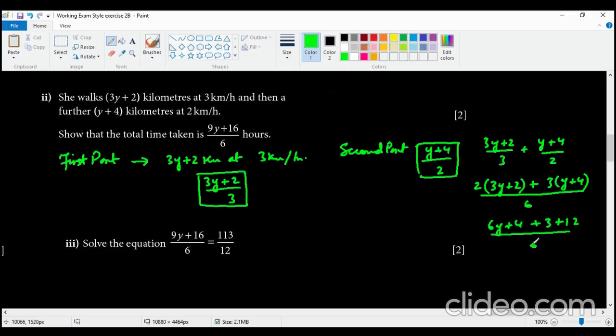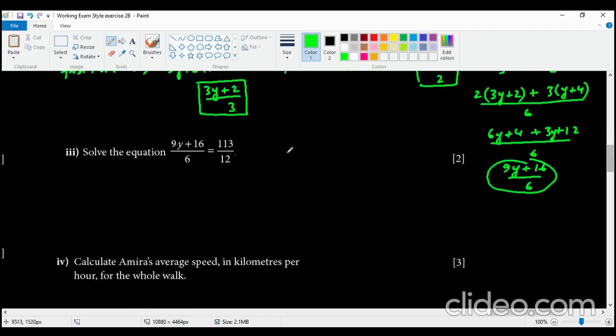This gives us 6y and 3y gives us 9y, and plus 16 over 6. So as you can see, this is equal to this. So it is proved. Now comes the third part.